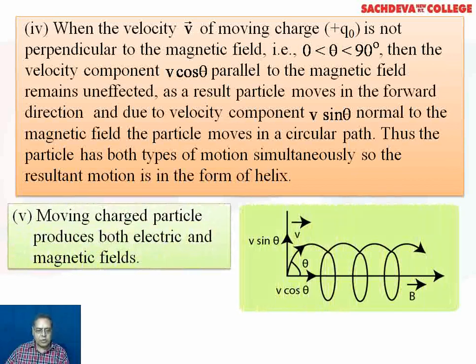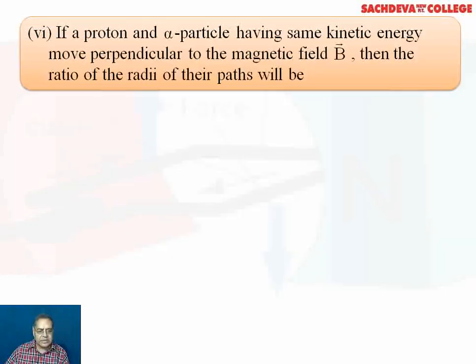So, the helix is shown in the adjoining figure, and v sine theta is one component, v cos theta is another component. These two components are called the rectangular components. So, a helix is just like a coil turning. A moving charged particle produces both electric and magnetic fields.